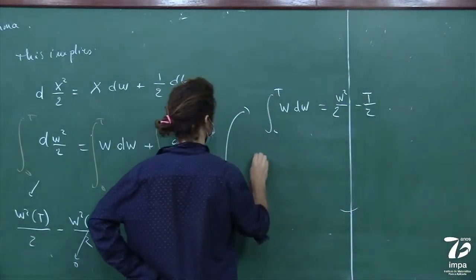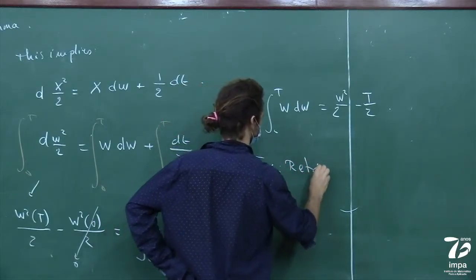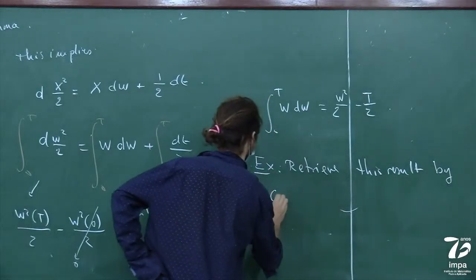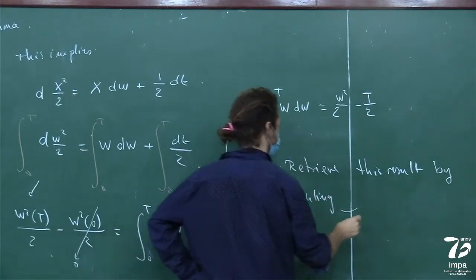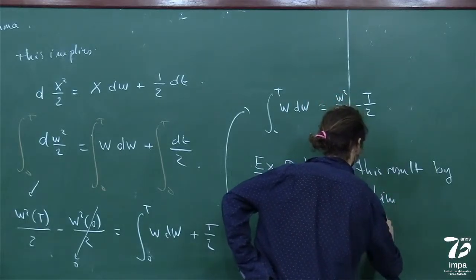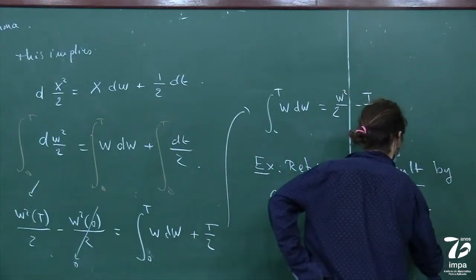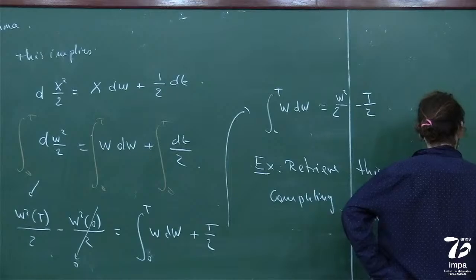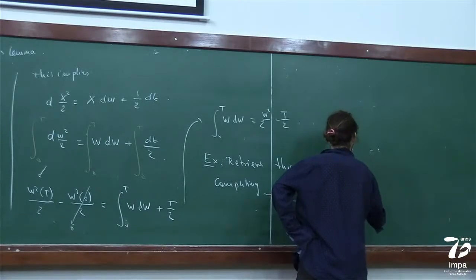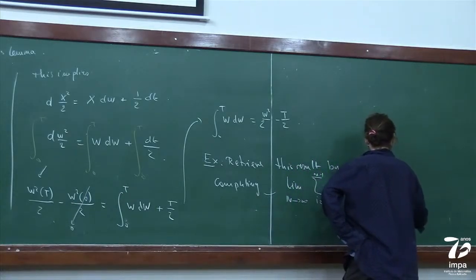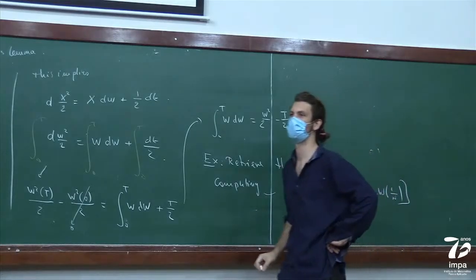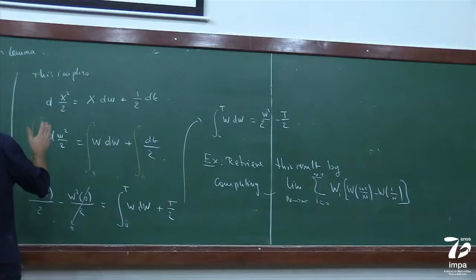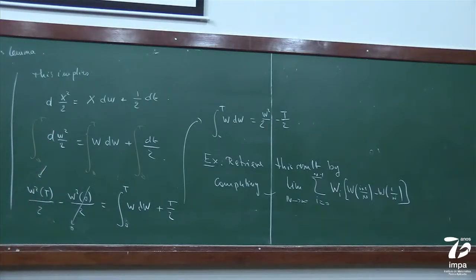And as an exercise, you can retrieve this result by computing the limit as n goes to infinity of the sum for i equals 0 to n minus 1 of omega at i over n times omega at (i plus 1) over n minus omega at i over n. That's an easy exercise. Just an example of the kind of averaging that we really need to do.